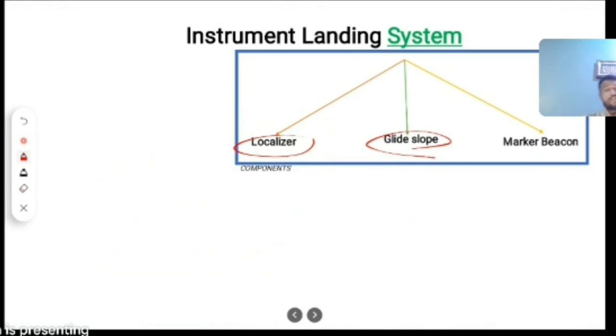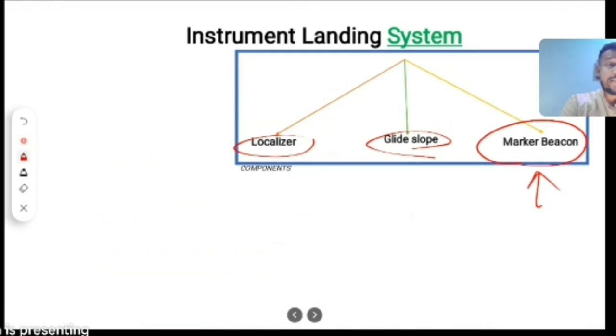Two functions. ILS is a system having three components. They have their own functions. Localizer is doing azimuth guidance. Glide slope is giving elevation guidance, vertical, correct. Now coming to the marker beacon.